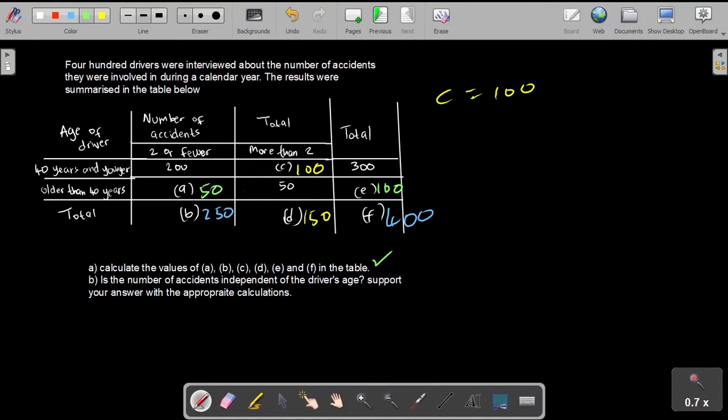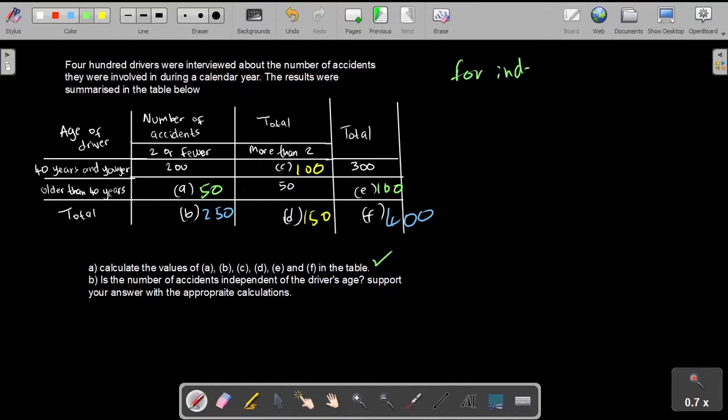And the next question says, is the number of accidents independent of the driver's age? Support your answer with the appropriate calculations. Okay. So now for independence, the condition doesn't change. So let's write the condition for independence. For independence, the intersection of variables should be equal to the product of the probability of each of the variables.